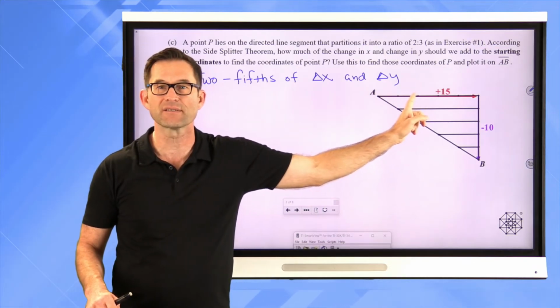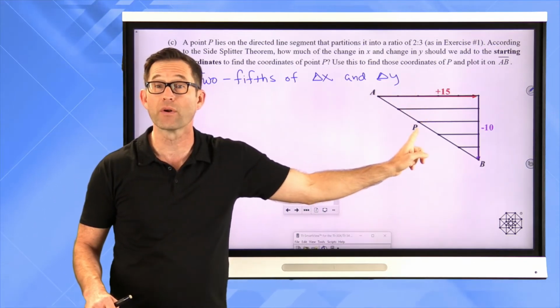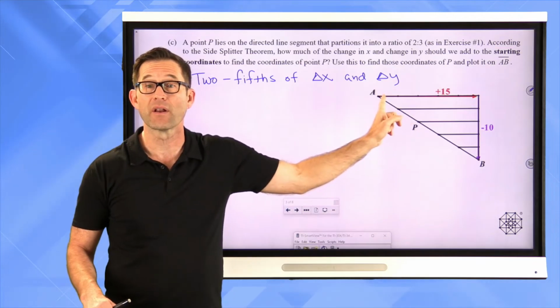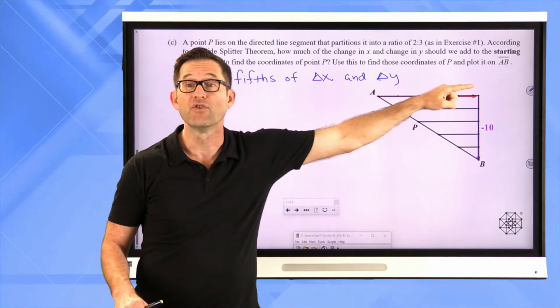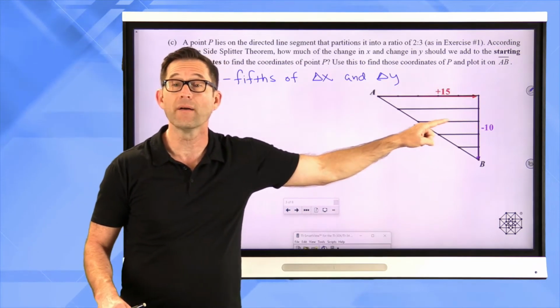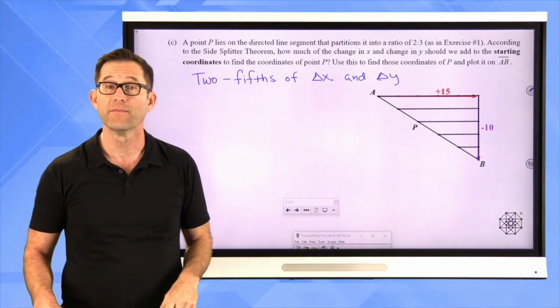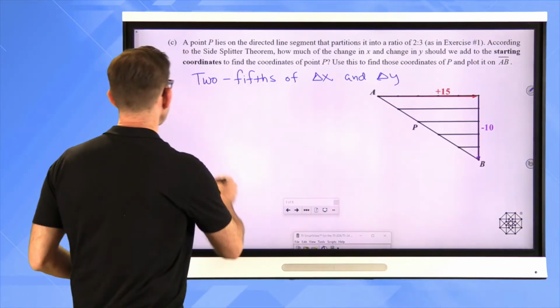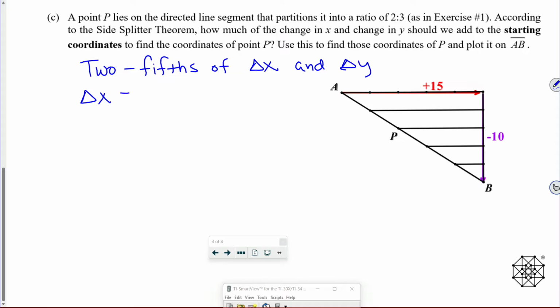that change in x to figure out my x coordinate of P. And then I'm going to start at A, and I'm going to add on 2/5 of the change in y to get the y coordinate of P. Now watch this. This is so cool, right? Our delta x, as we have on there, is 15. Our delta y is -10.